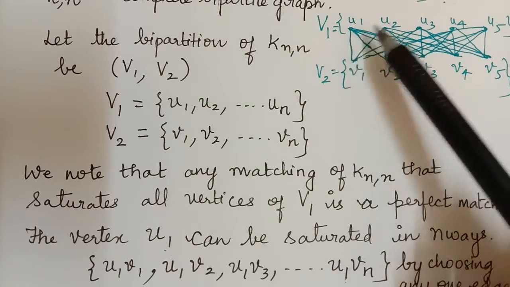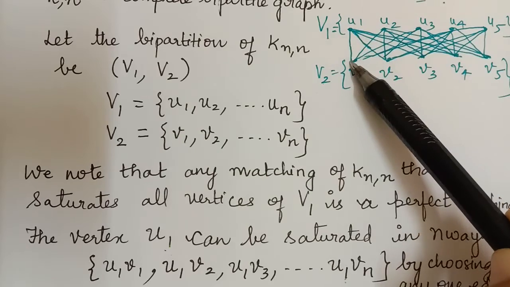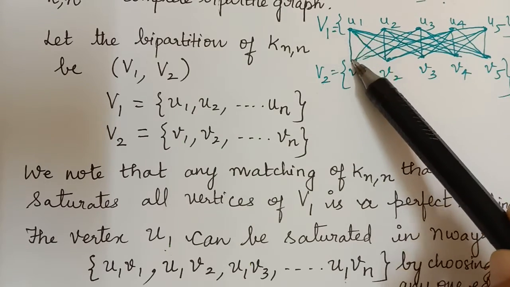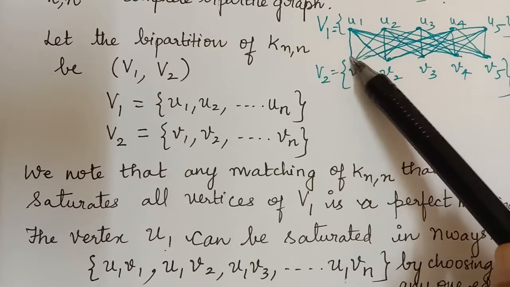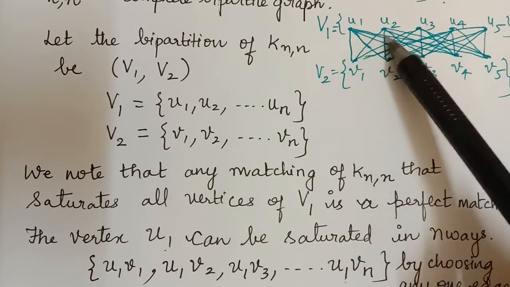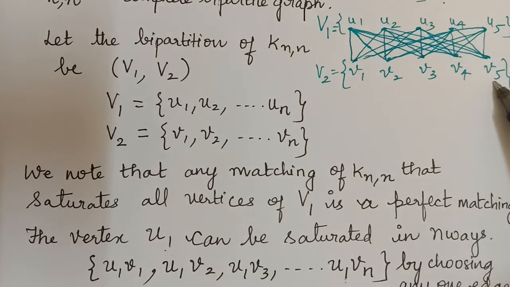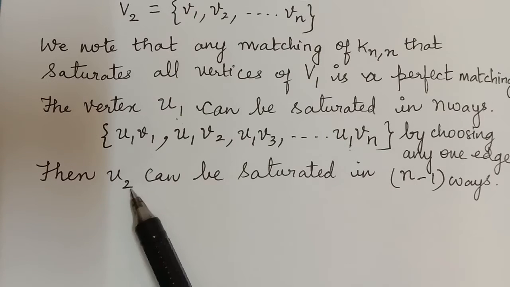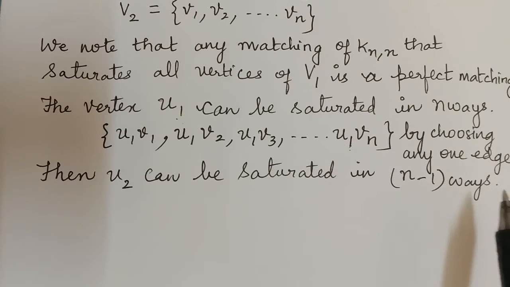So because of that, if both are adjacent edges, they cannot be put into the same matching set. In that case, we should leave this vertex v1, and only the remaining vertices we should consider. So how many vertices remain? n minus 1 vertices. Therefore u2 can be saturated in n minus 1 ways.